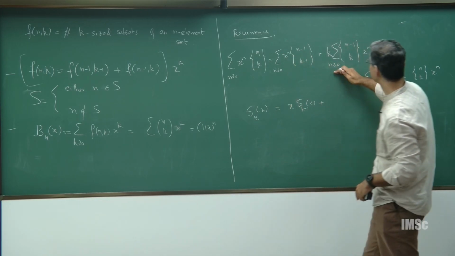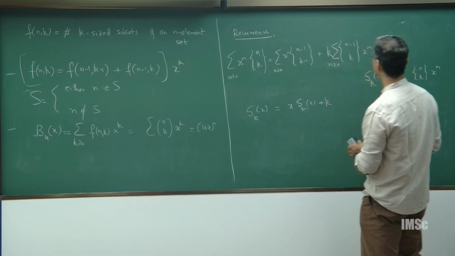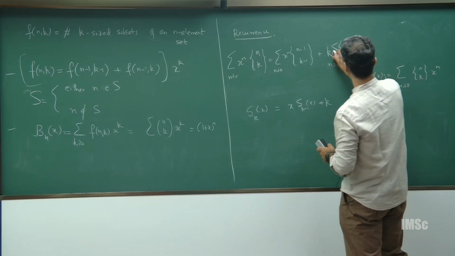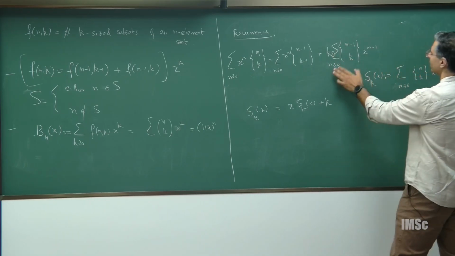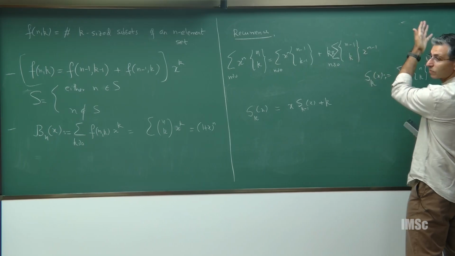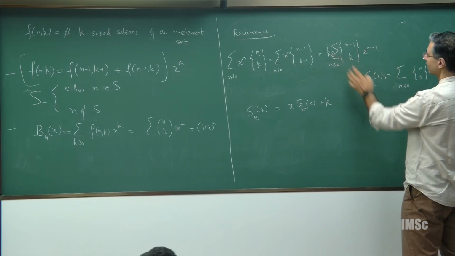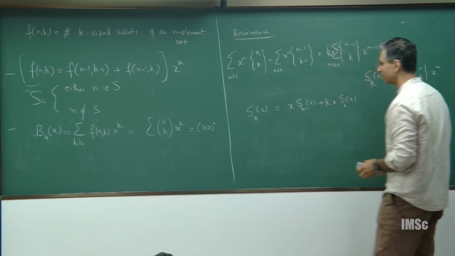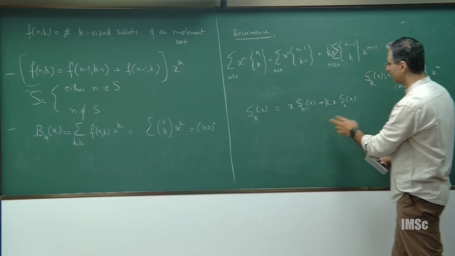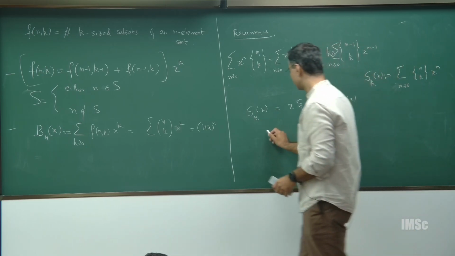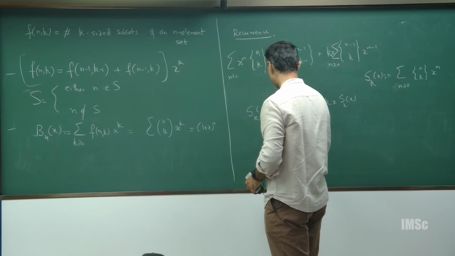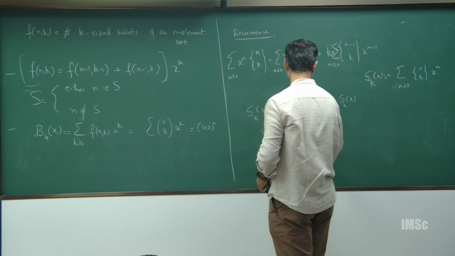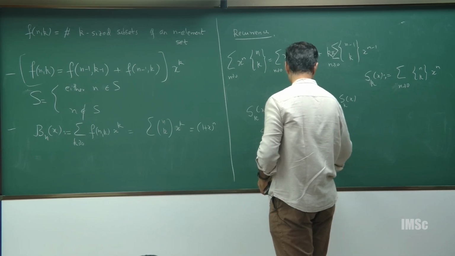And what is this? Again pull out x. Now the index is the same, that is varying. So this is kx times sk of x. Okay. So we have sk on the left, we have sk on the right. So we have the recurrence sk of x is x times sk minus 1 of x upon 1 minus kx.